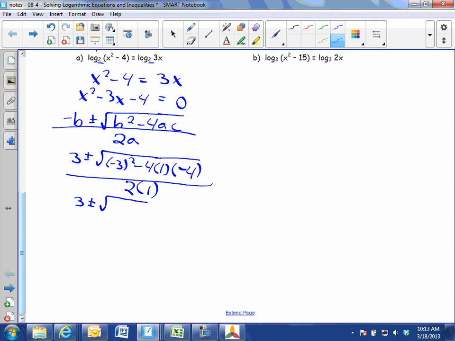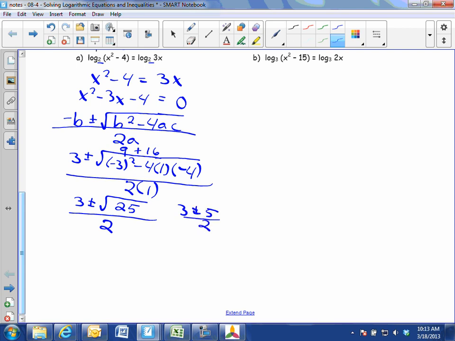Okay, so we're going to have negative 3 squared is 9. Then negative 4 times 1 is negative 4. Negative 4 times negative 4 is a plus 16. What's 9 plus 16? So this is the square root of 25. So I have 3 plus or minus 5 over 2.